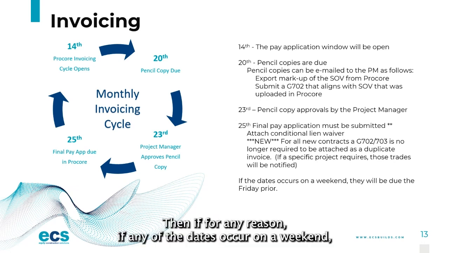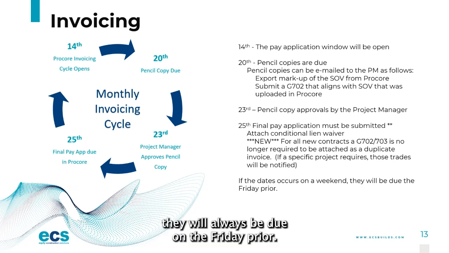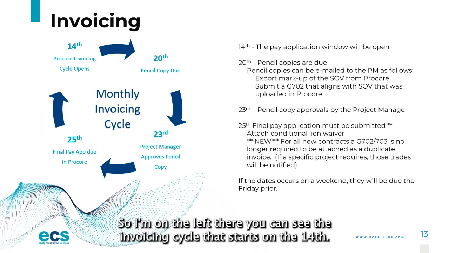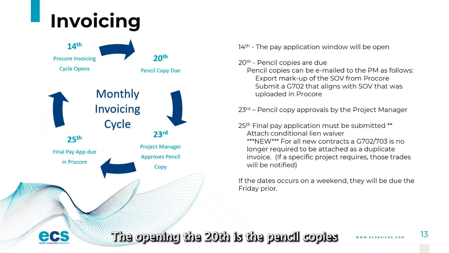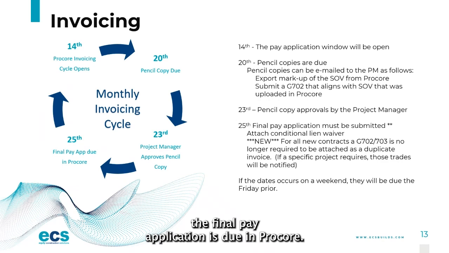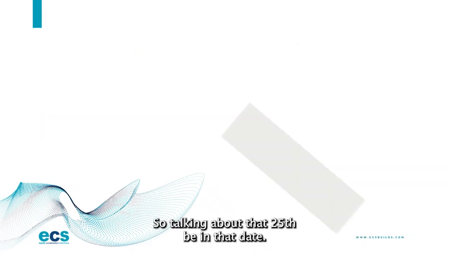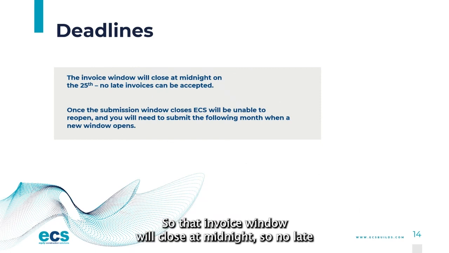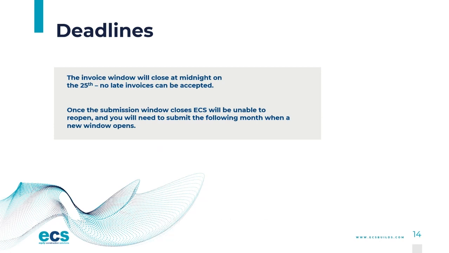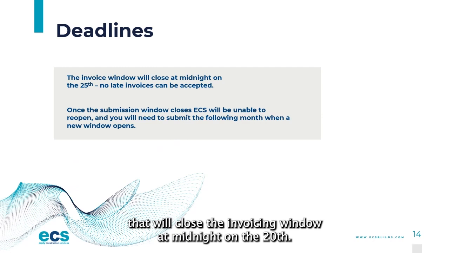If for any reason any of the dates occur on a weekend, they will always be due on the Friday prior. On the left there, you can see the invoicing cycle that starts on the 14th with the opening. The 20th is when pencil copies are due, the 23rd is when the project manager approves, and the 25th is when the final pay application is due in Procore. That invoice window will close at midnight, so no late invoices will be accepted. The computer will automatically generate that, closing the invoicing window at midnight on the 25th.